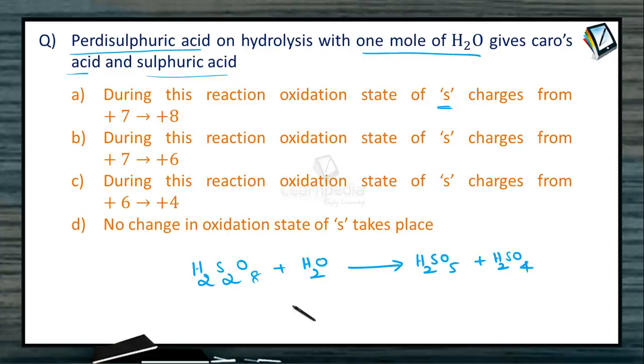If we observe this equation, we find that in Marshall's acid there are 2 atoms of sulfur, whereas in Caro's acid there is 1 atom of sulfur, and in sulfuric acid there is 1 atom of sulfur. So we need to find how the oxidation state of sulfur changes from the reactant to the products. For this purpose we need to know the oxidation state of sulfur in Marshall's acid, peroxydisulfuric acid H2S2O8, and also in H2SO5 and in sulfuric acid. But we know in sulfuric acid H2SO4 the oxidation state is +6 straight away.